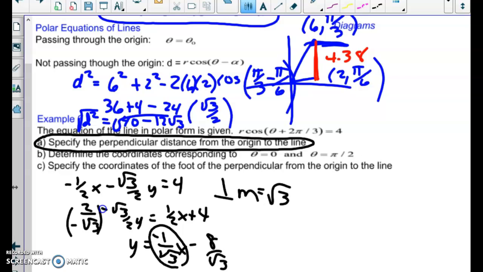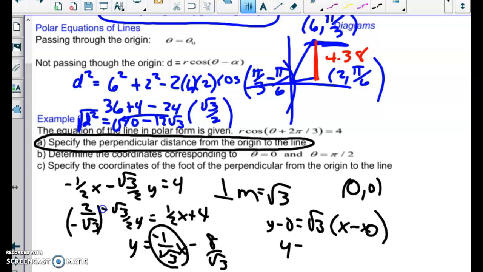And if it's going to go from the origin, it's going to go through the point 0, 0. So the equation of the line that is perpendicular to our line and goes through the origin is going to be y minus y1 equals m times the quantity x minus x1, which is 0. And so I get y equals the square root of 3 x is the equation of the perpendicular line that goes through the origin.